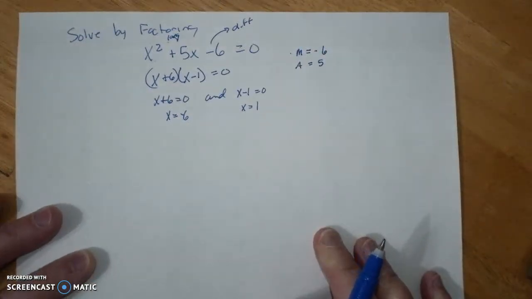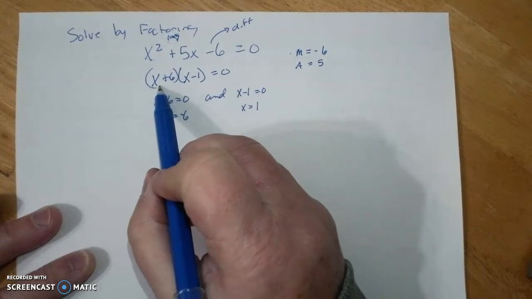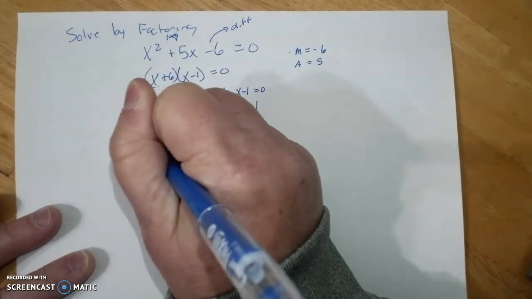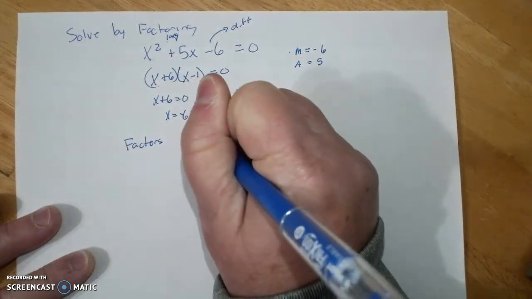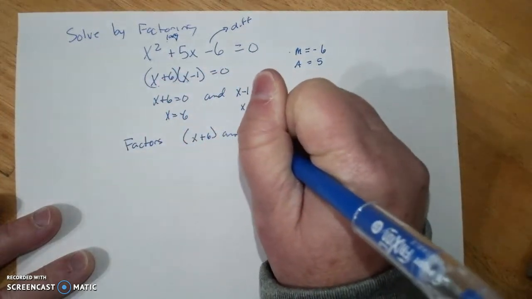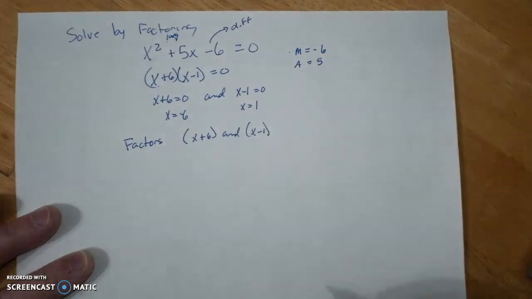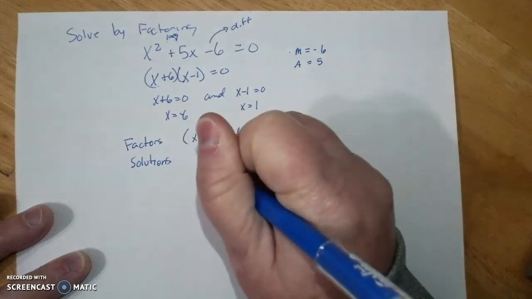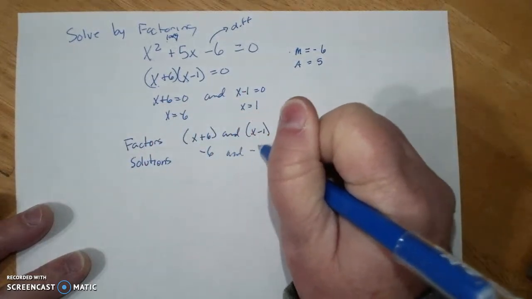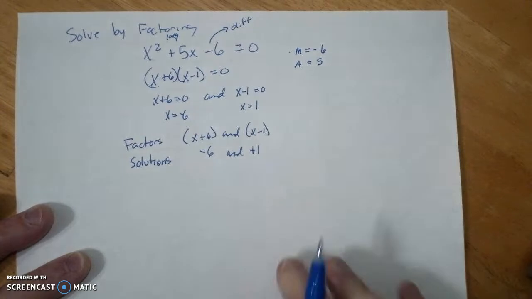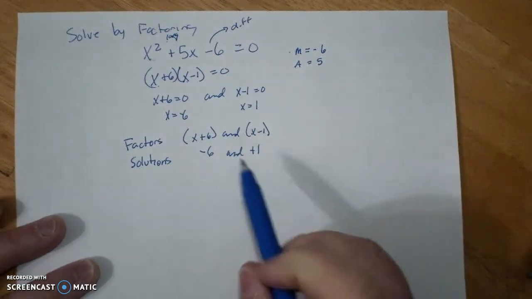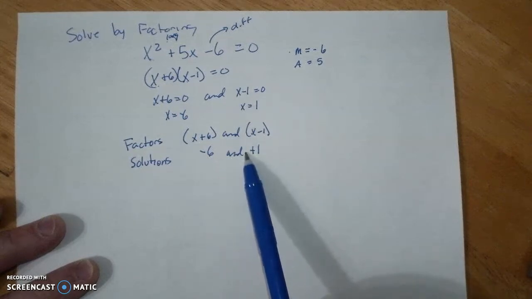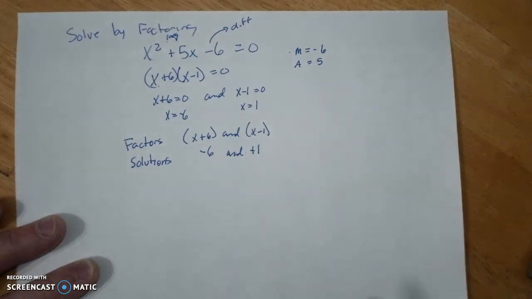Here is something you need to pay attention to. My factors are x plus 6 and x minus 1. So if I ask you for the factors, you must write x plus 6 and x minus 1. Those are factors. You cannot just say 6 and 1. If I want solutions, you are then going to write -6 and +1. Sorry, +1. And if you have factors, you can say opposite and opposite. That's how they work out.